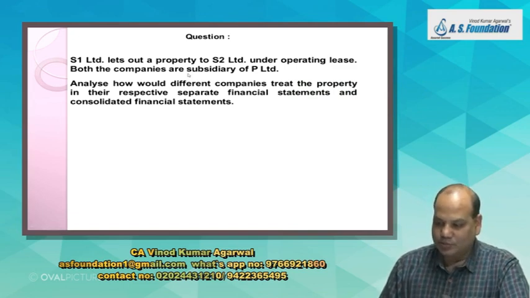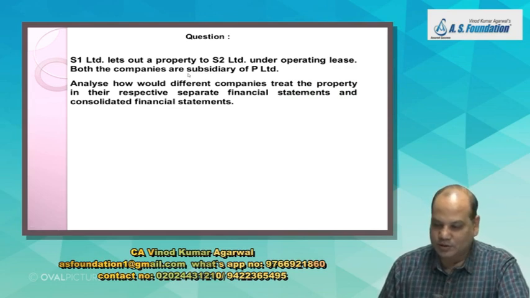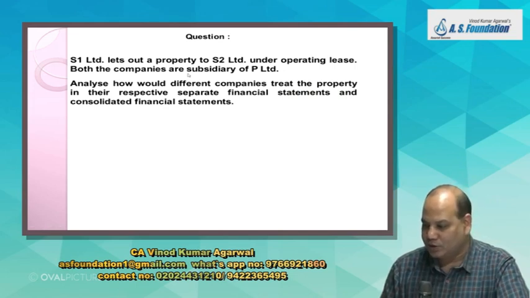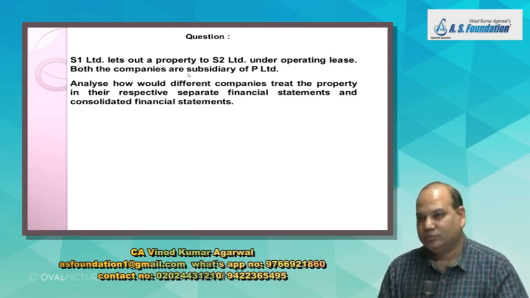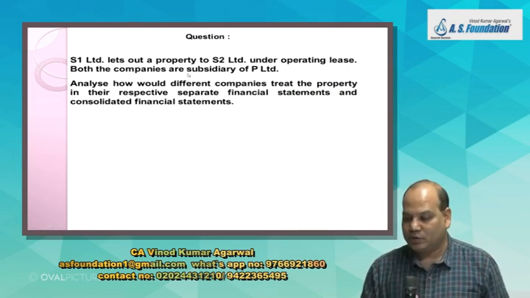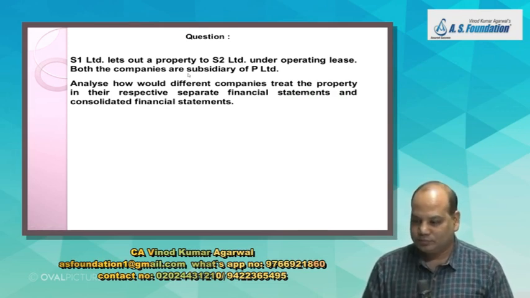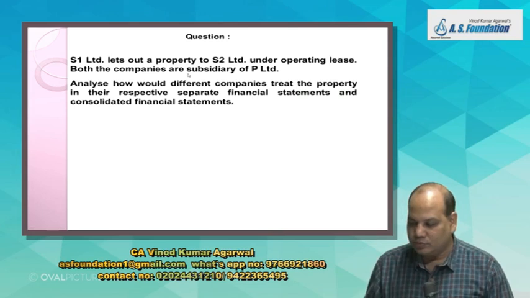Solve this question. Let me check who can answer it. S1 Limited lets out a property to S2 Limited under operating lease. Both are subsidiary of P. Analyze how would different companies treat the property in their respective separate financial statement and consolidated financial statement. Who is going to prepare the CFS? P Limited.